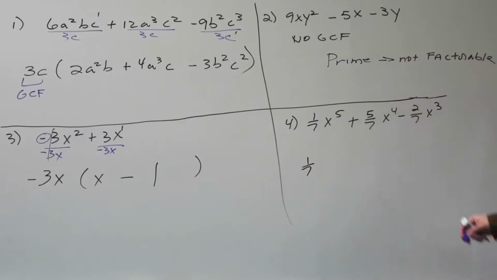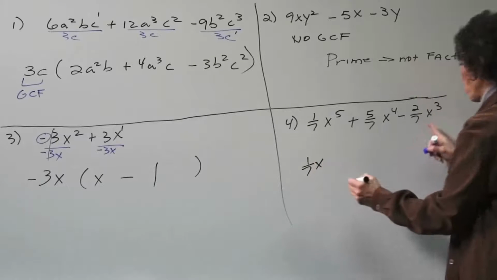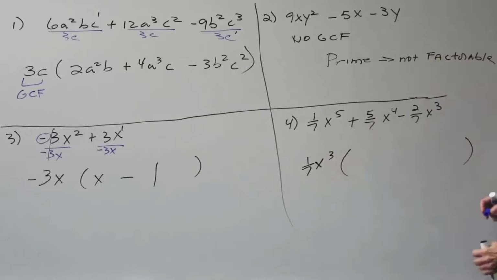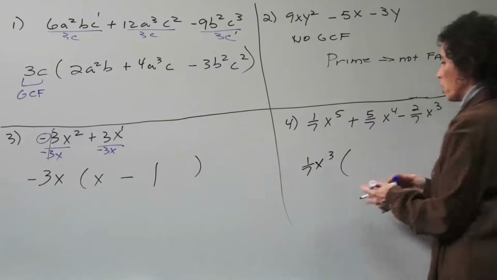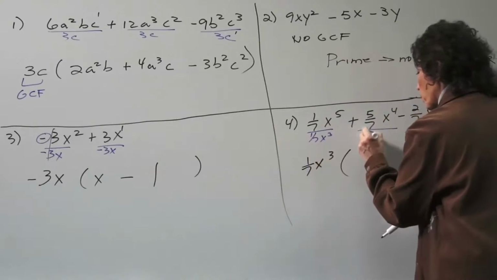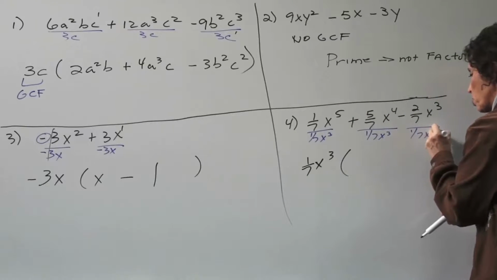Now we look for the variables. Yes, everybody has an x. Smallest exponent on the x is x cubed. So that's my GCF. Okay, now what I have to do, remember, is take each one and divide it by my GCF. So I'm going to take 1/7 x cubed here, 1/7 x cubed here, 1/7 x cubed here.